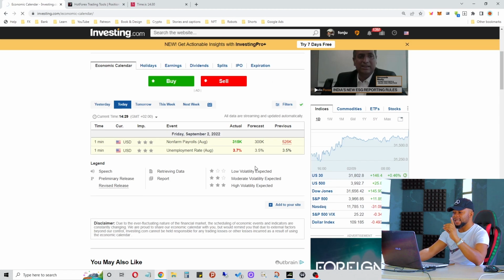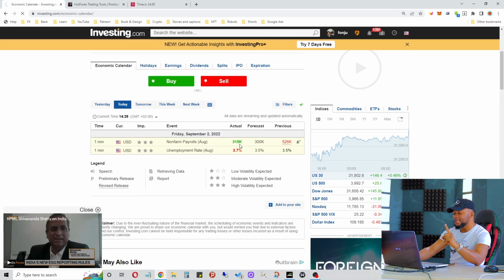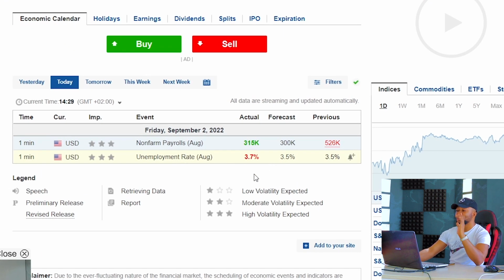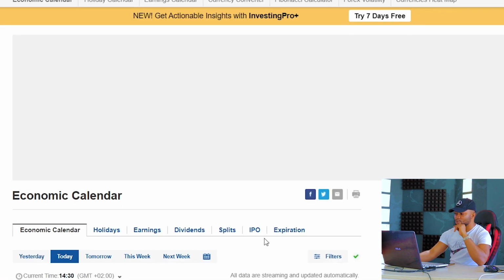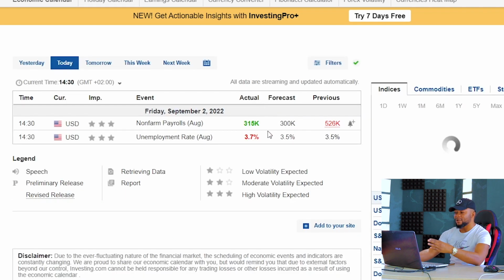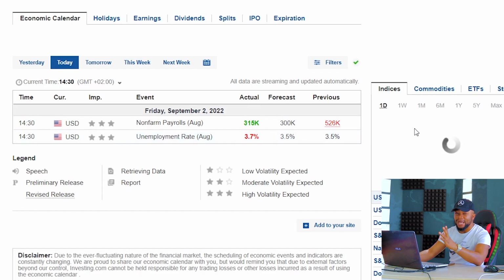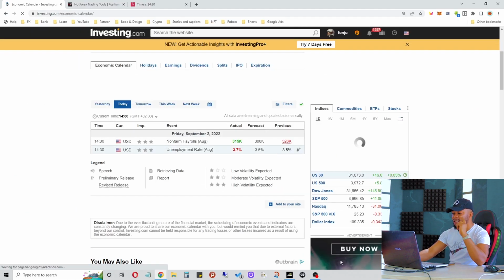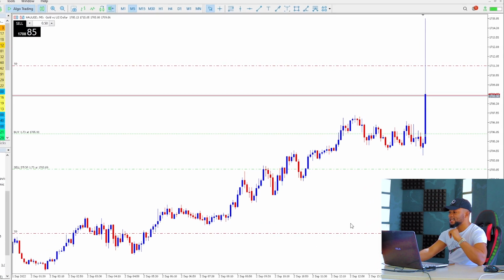Okay, so we need to be very careful because you see, NFP is positive and the unemployment rate is negative. So without even looking at what is happening on MT5, we're going to expect the market bouncing both up and down, because one fundamental is positive and one fundamental is negative. This is what we didn't want to see, because both of our positions might be triggered. I wanted to see both green or both red. So let's go here and see what is happening.